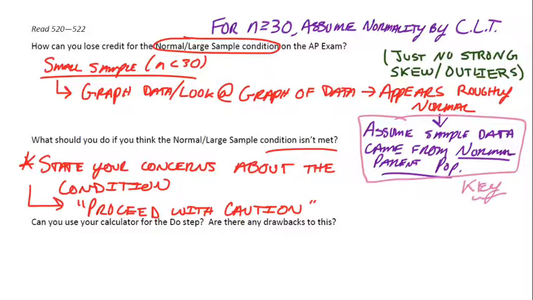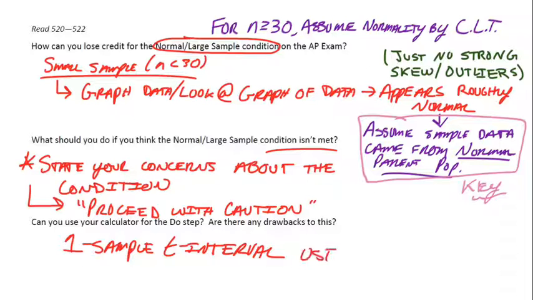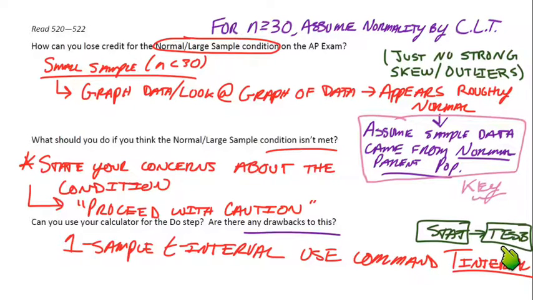And then the last piece here says, can you use your calculator for the do step? Are there any drawbacks? Well, you definitely can use your calculator, similar to how we used it for proportion intervals last section. So the name of the method would be a one sample t interval, but in your calculator it's just t interval. And if you don't remember how to get there, that's under stat tests.